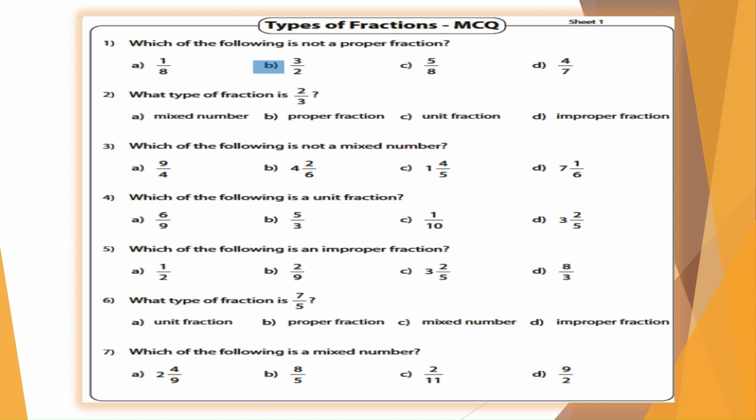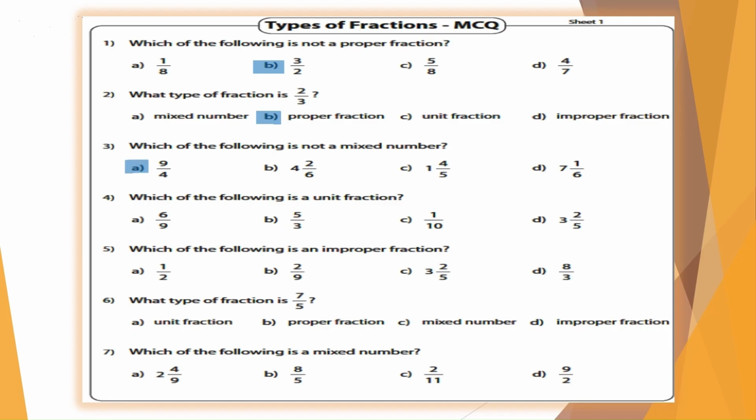Second question, what type of fraction is 2 by 3? Here 2 is smaller than 3, so it's B option, proper fraction. The third question is which of the following is not a mixed number? So by observing all the options, I see A will be the answer.